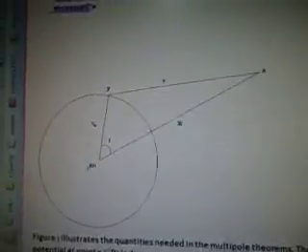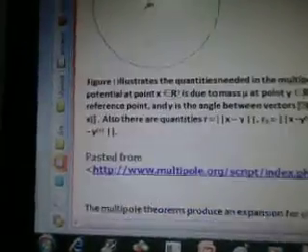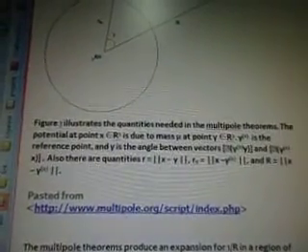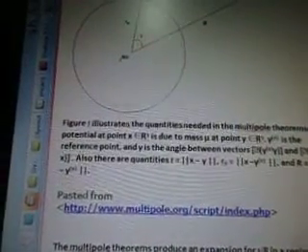And then this came up too. I don't understand what it means, but I'll put it up. It's in the data. Figure 1 illustrates the quantities needed in the multipole theorems. The potential at point X is due to mass at point Y. I brought up the Y and the R because that came up in the alien message equation, so I thought, well, maybe it means something. So it's talking about a reference point, and Y is the angle between the vectors, and also there are quantities.